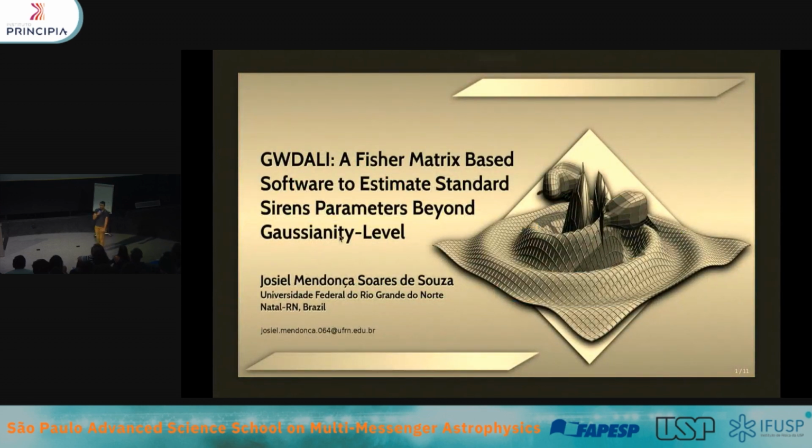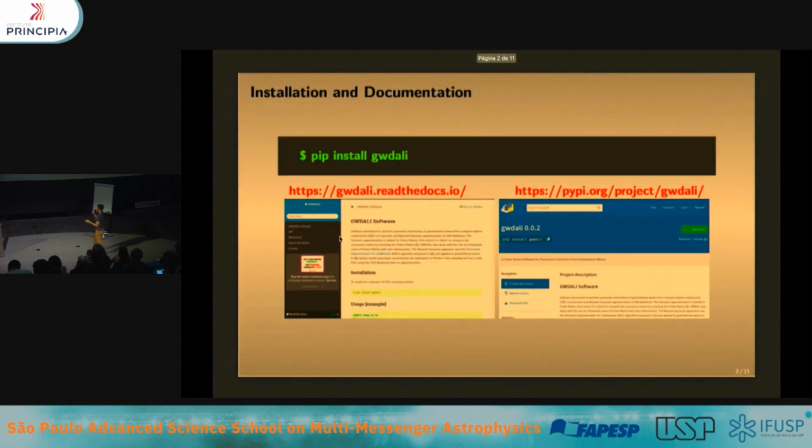Okay, thank you very much. I'm Josiel Mendonça from the Federal University of Rio Grande do Norte, a PhD student in the last year. In this short talk, I'm going to talk about our developed software, GW DALI, a Fisher matrix-based software to estimate standard siren parameters beyond the Gaussianity level. That is, you are not using the standard method to perform parameter estimation, but using approaches of the likelihood of gravitational waves.